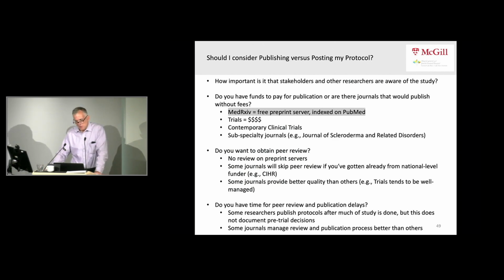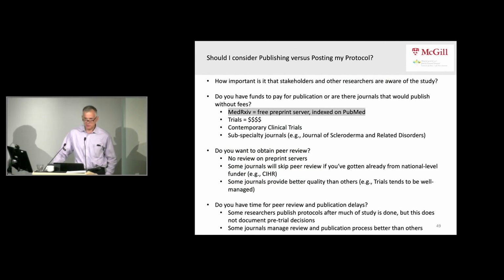How to decide is, again, do you want peer review? That depends. Some journals like Trials, if you've already been peer reviewed by, say, CIHR, the national-level body in Canada, usually won't duplicate the peer review, which makes sense, right? At that point, they consider it wasteful to duplicate it. The preprint servers, of course, won't peer review it. And some journals have better peer review processes than others.